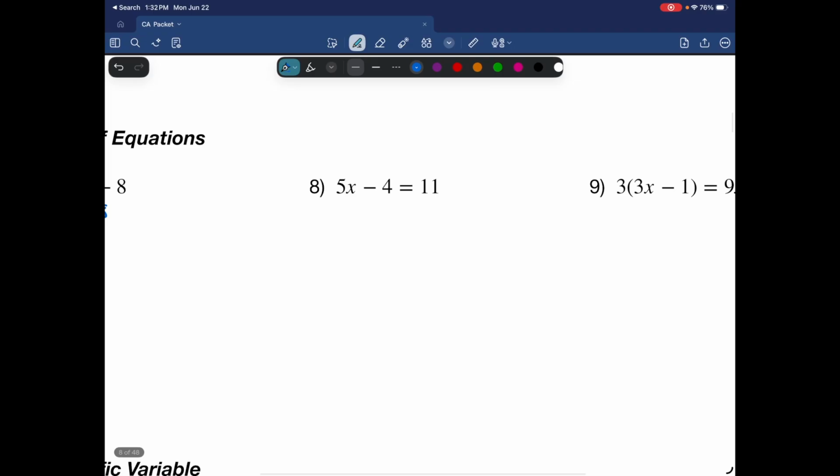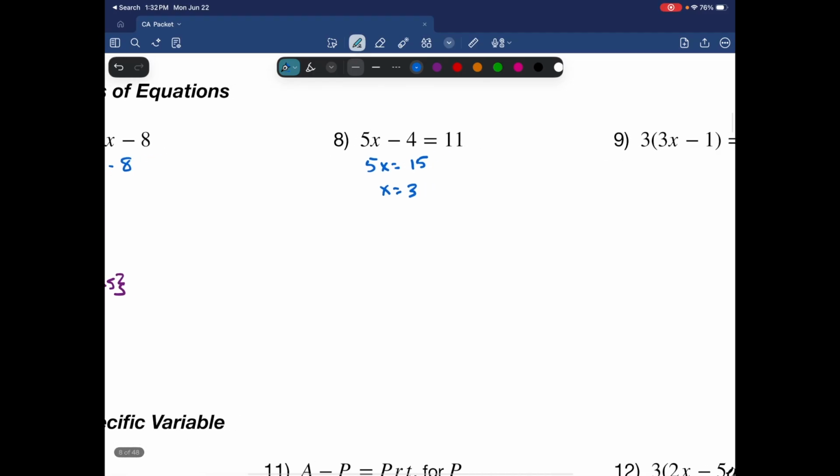On number 8, we got 5x equals 15, x equals 3. So it actually equals something. This is what we call conditional. It works for one solution, so it depends on the conditions you're given. 7 works anytime. 8 works some of the time, and it gives you a specific answer.